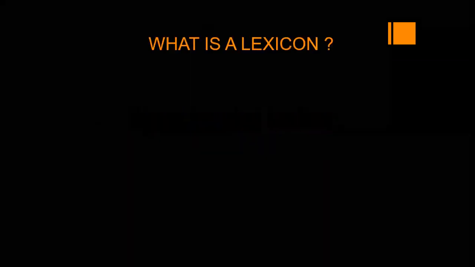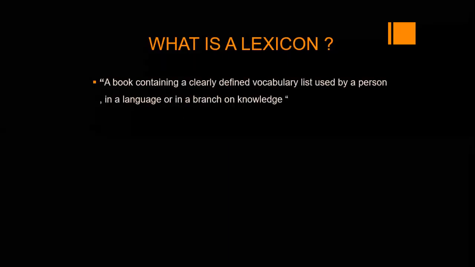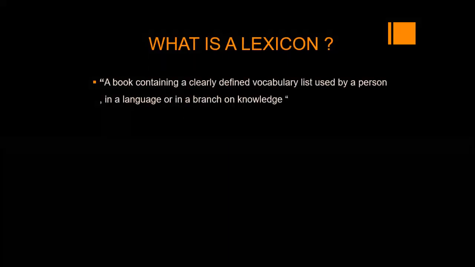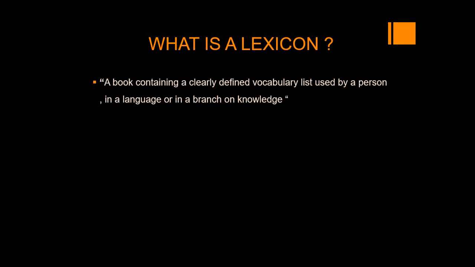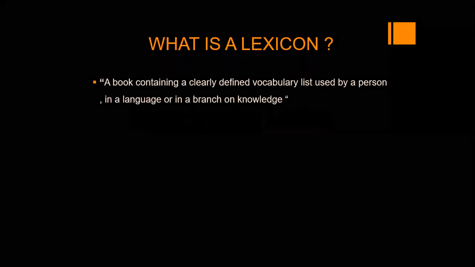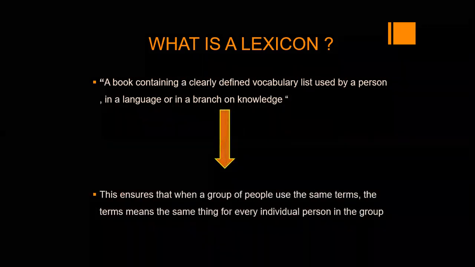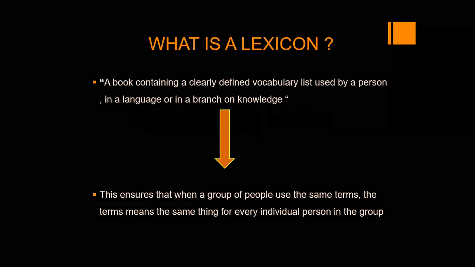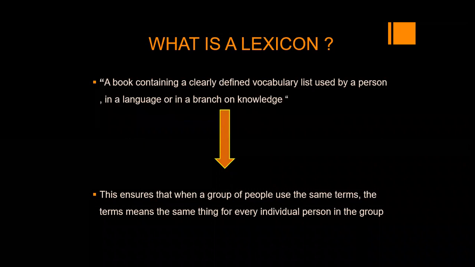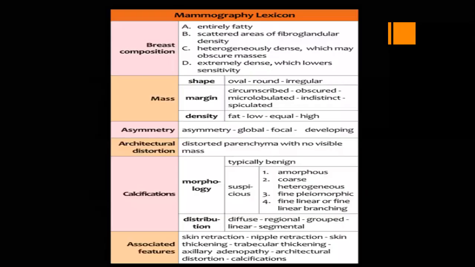So what is a lexicon? A lexicon is a book containing a clearly defined vocabulary list used by a person in a language or in a branch of knowledge, to ensure that when a group of people use the same term, the term means the same thing for every individual person in the group.